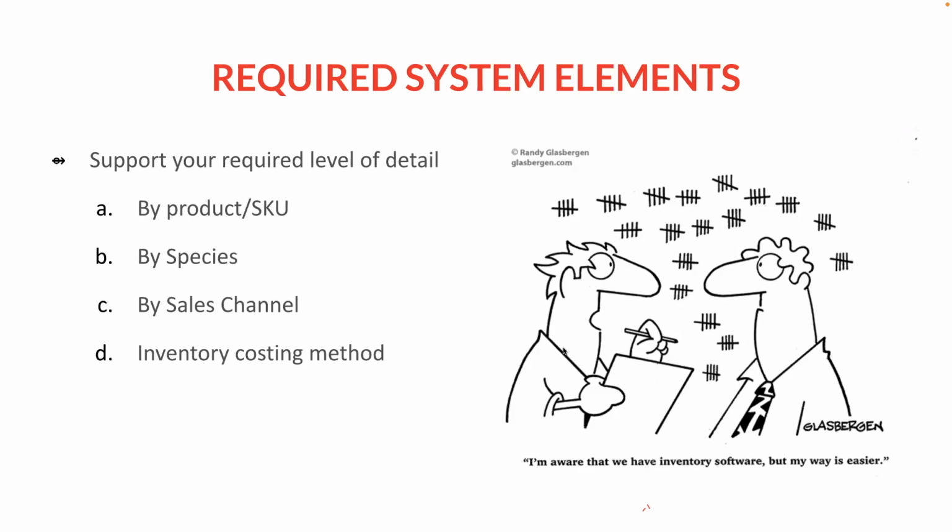So the system needs to support your required level of detail. Do you want to do it by product or SKU? Do you want it by species, by sales channel, a combination of the sum? And then it also needs to support the inventory costing method that you and your accountant have come up with. Because if it doesn't, then it's totally not useful to you. You do not want to make journal entry adjustments at the end of periods. It's going to give you a massive headache.